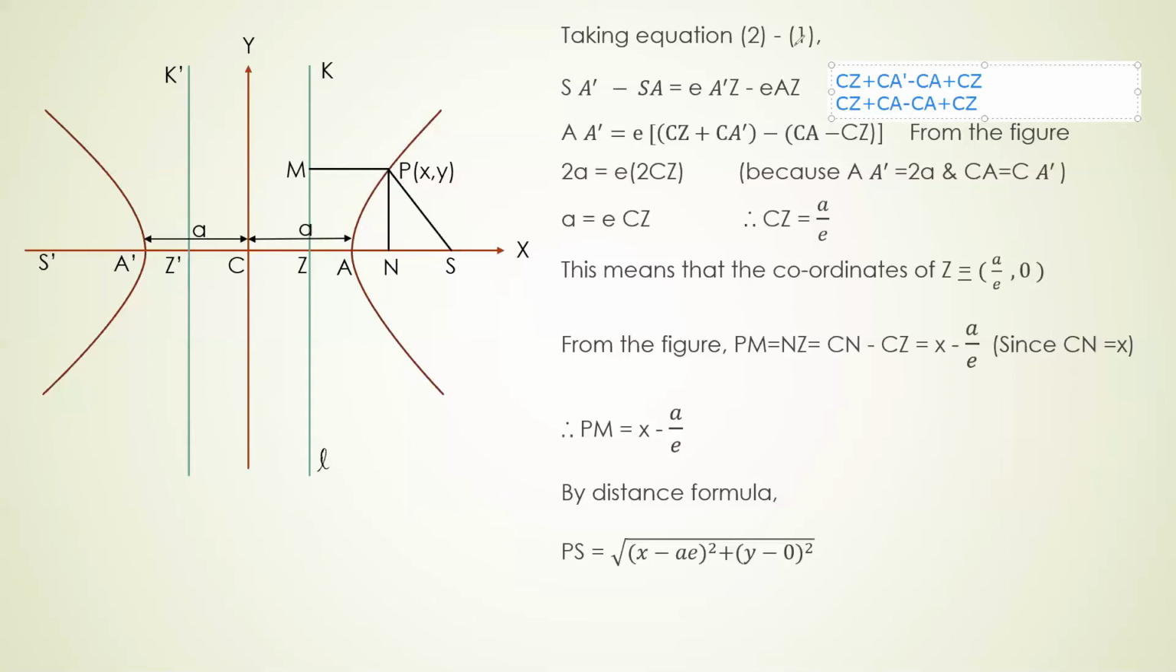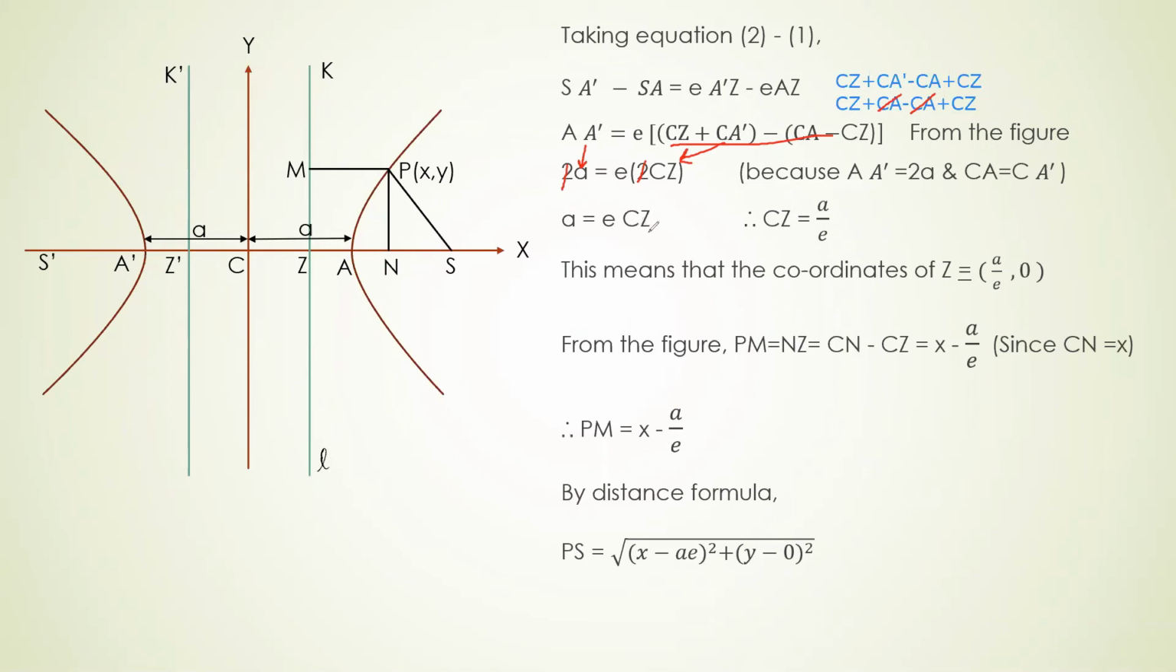From this, we can cancel these two terms because these two are equal. So CA cancels. What is left out is CZ plus CZ, so 2CZ. So this total value will be equal to 2CZ, E as it is. And this A dash value is 2A. Now 2 and 2 we will cancel because both sides it is multiplication. So A value is equal to E into CZ.